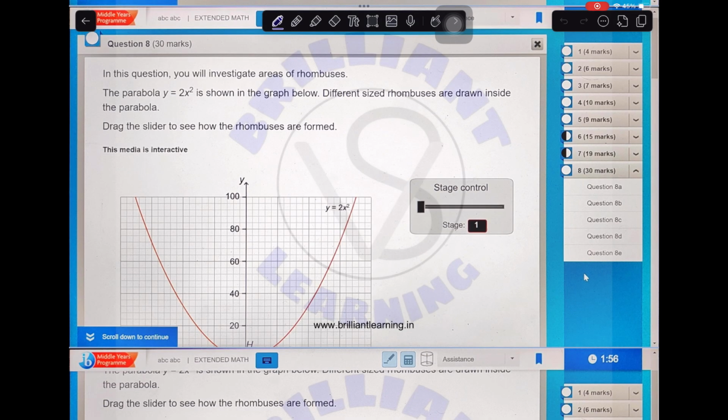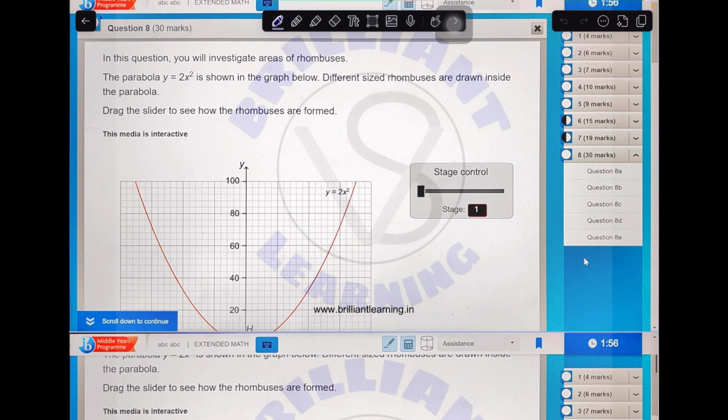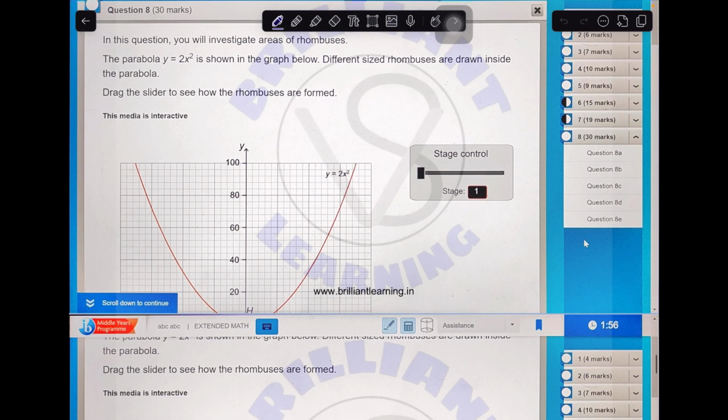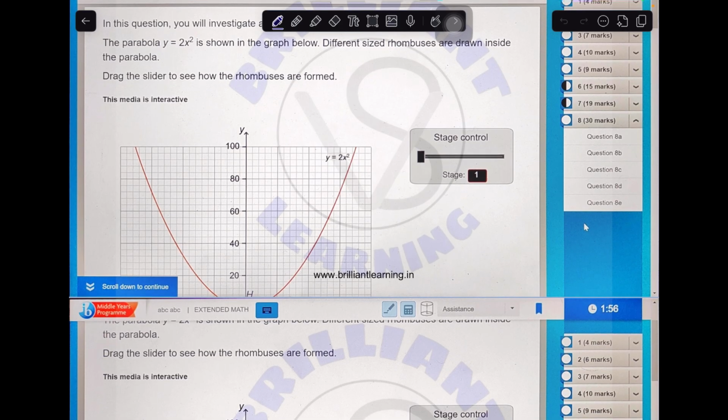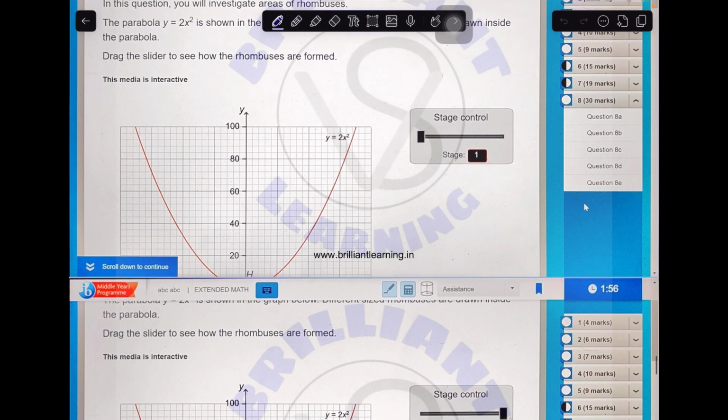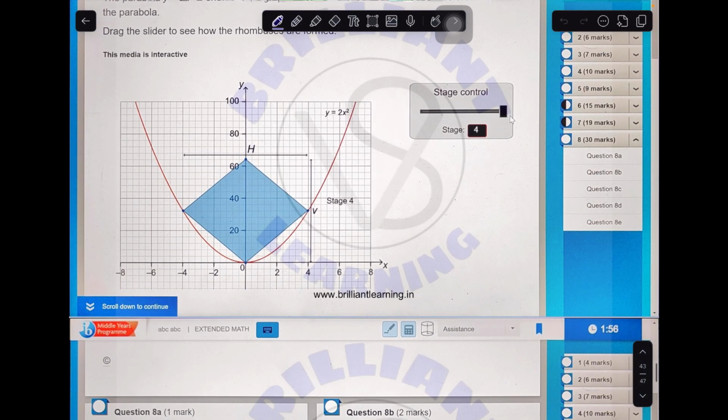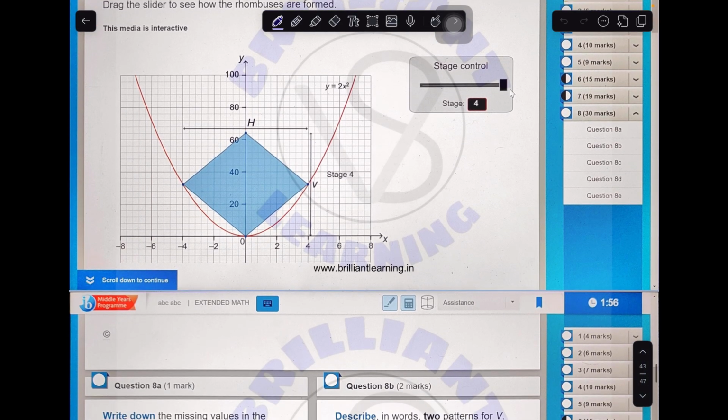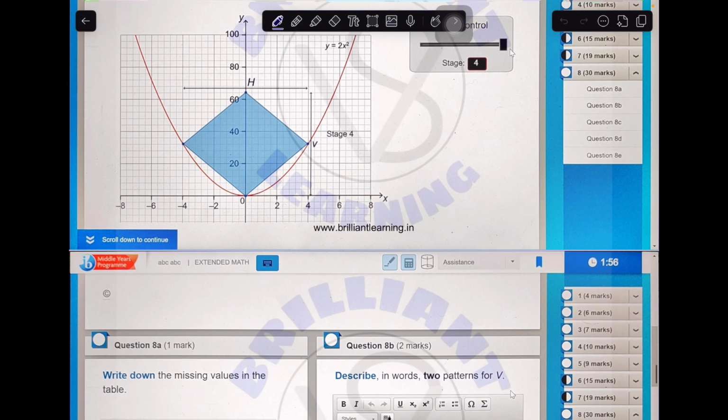Okay, guys, so we are on to question 8, the final question. It is the investigation. So here we have the parabola y equals 2x squared shown in the graph. Different size rhombuses are drawn inside of the parabola. Drag the slider to see how the rhombuses are formed. So here's an example of stage 1. Then we have stage 4, as seen here.